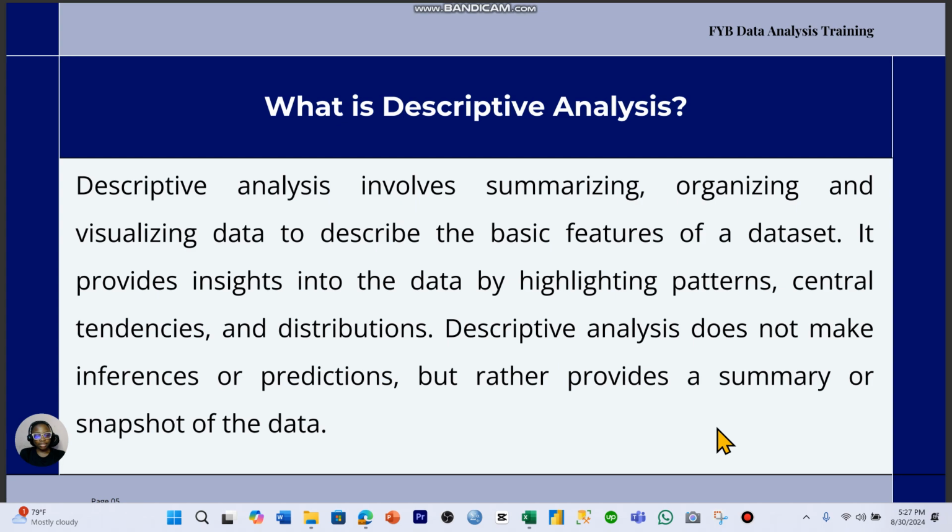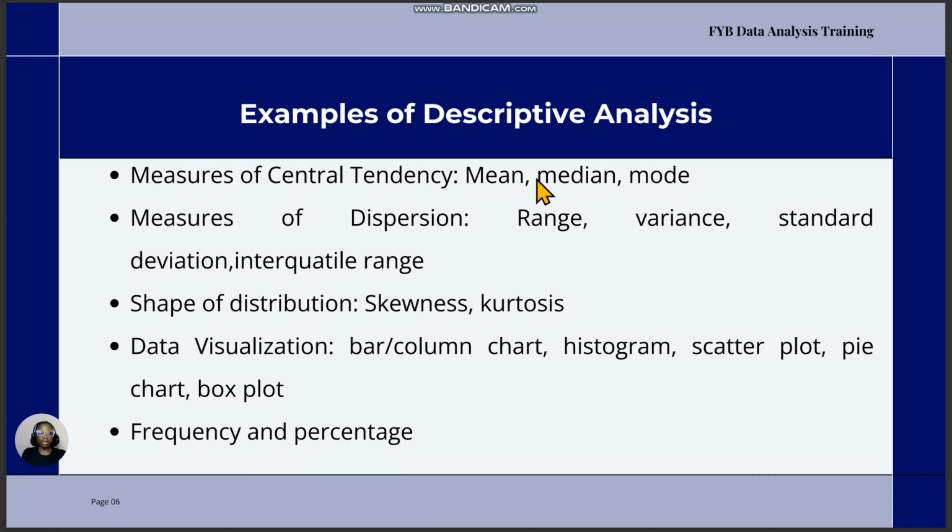So after summarizing and organizing your data set, you also need to visualize it. That will also help in communicating the information in your data better. So it's very important to note that descriptive analysis does not make inferences or predictions. Okay, we have different examples of descriptive analysis.